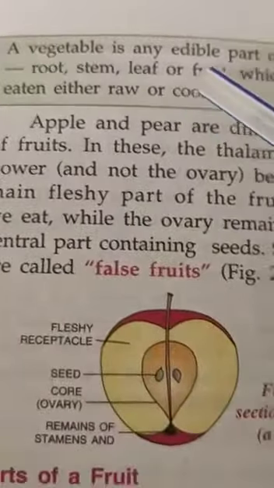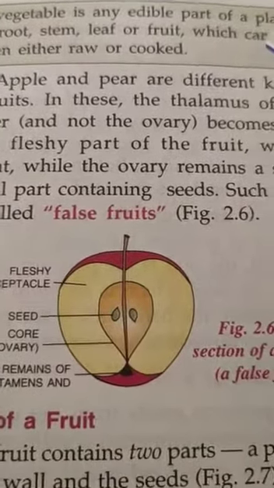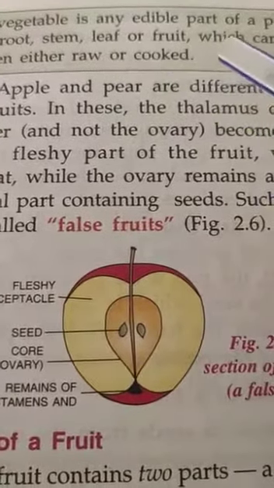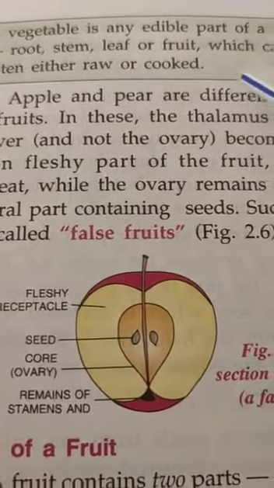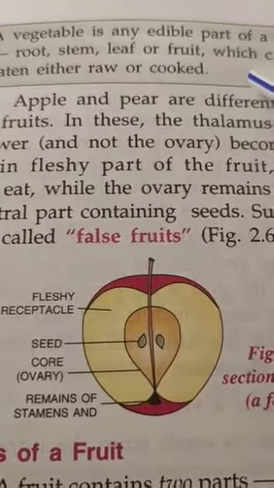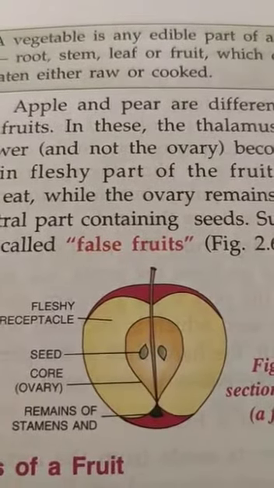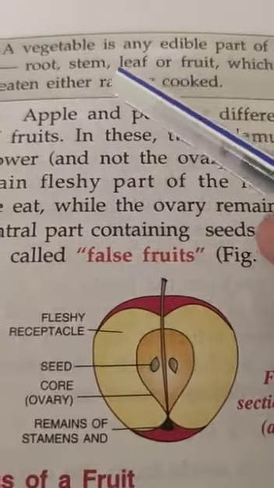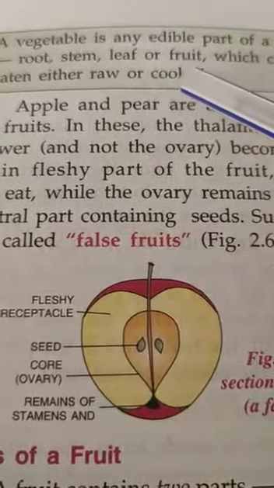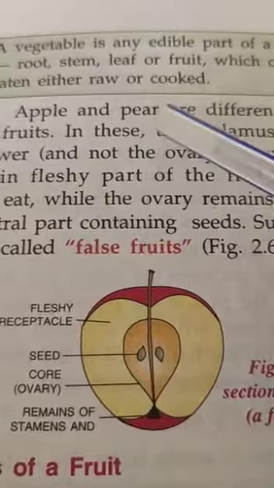Then the difference between vegetables and fruits. A vegetable is any edible part of the plant like root, stem, leaf, fruit, etc. But a fruit is only when the ovary part changes into the fleshy part. Vegetables are normally eaten either raw or cooked, but fruits are always eaten in the raw form.